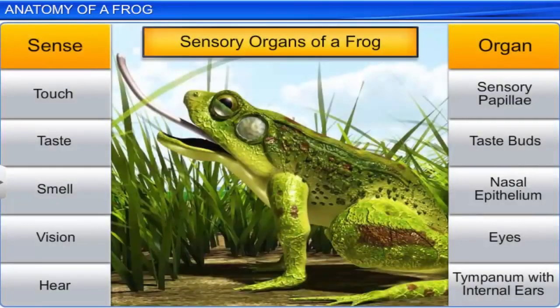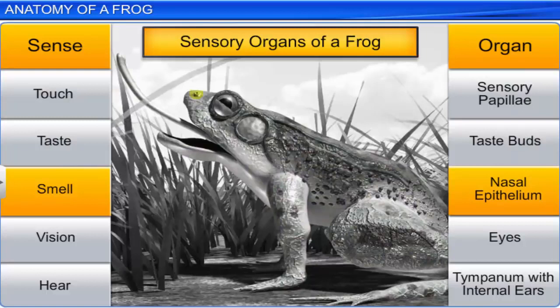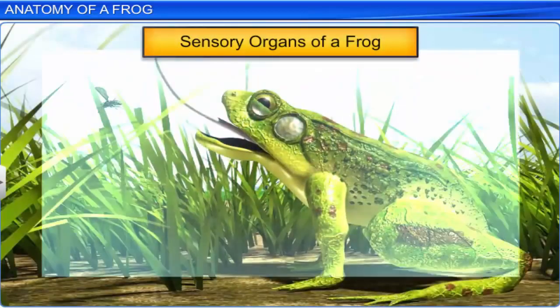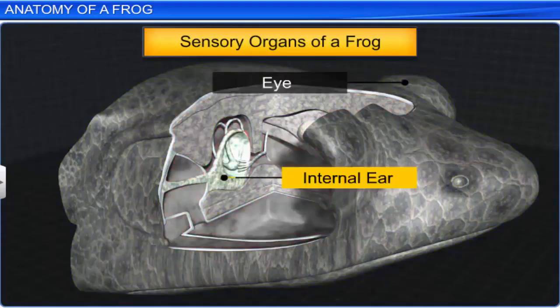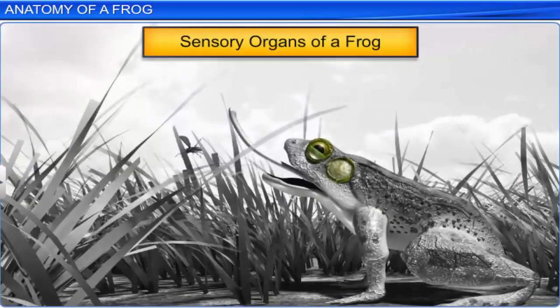Besides a well-developed nervous system, frogs also possess different sense organs such as sensory papillae, taste buds, nasal epithelium, eyes, and a tympanum with internal ears. However, only the eyes and internal ears are well-organized structures, while others are cellular aggregations around nerve endings. The eyes are simple and are situated in the orbit of the skull, and behind each eye is a tympanum that serves as a hearing and a balancing organ.